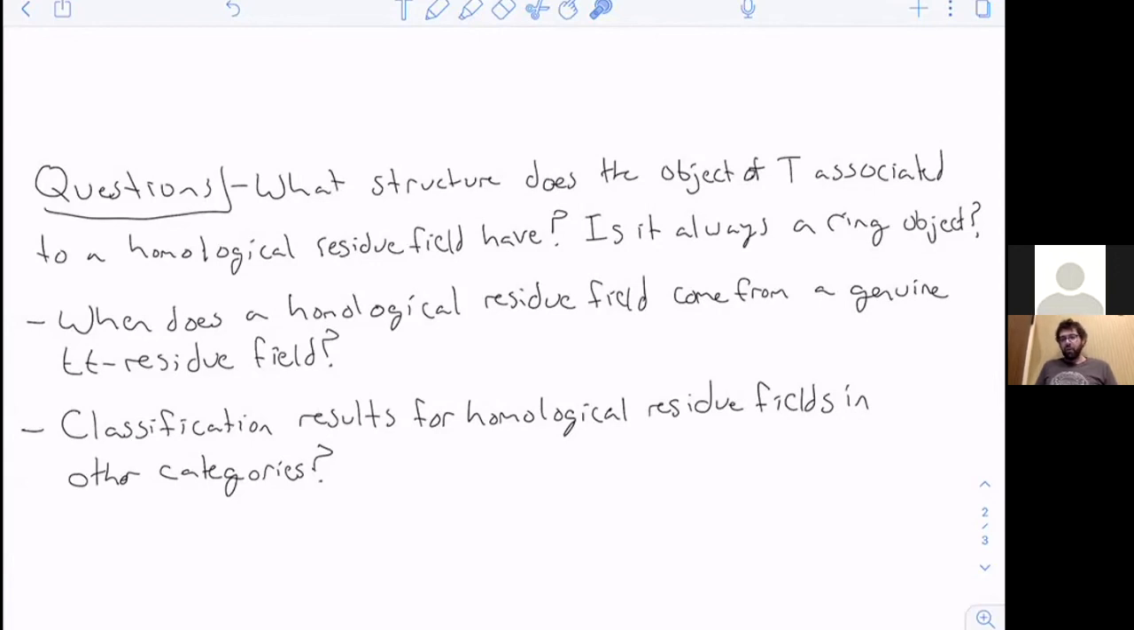I have some ongoing work involving the stable module category for a finite group, and it would be interesting to wonder about homological residue fields for equivariant spectra also.